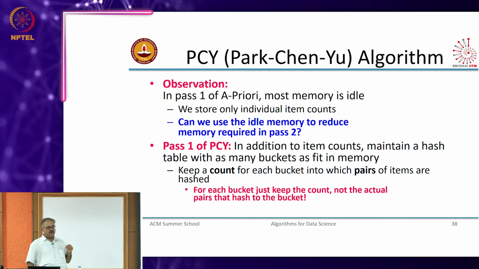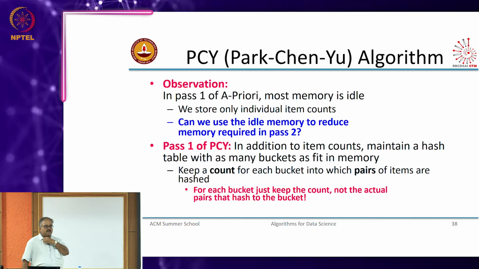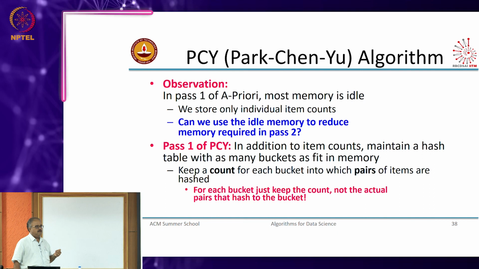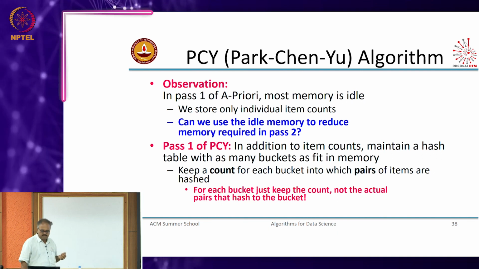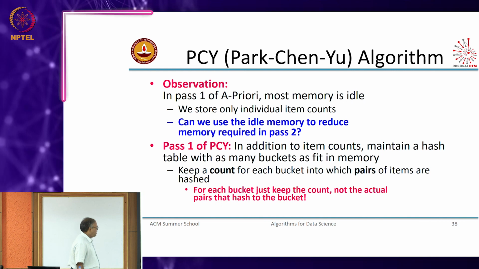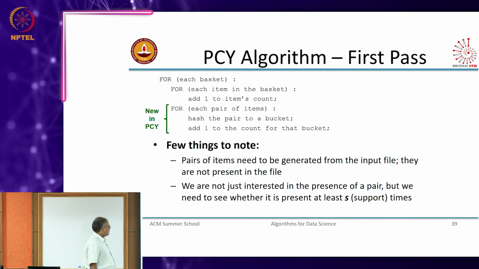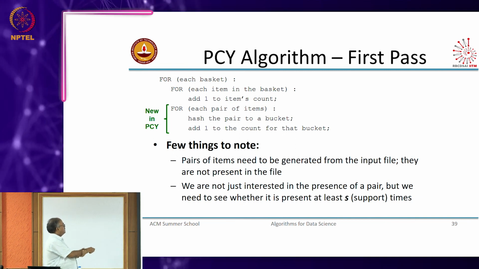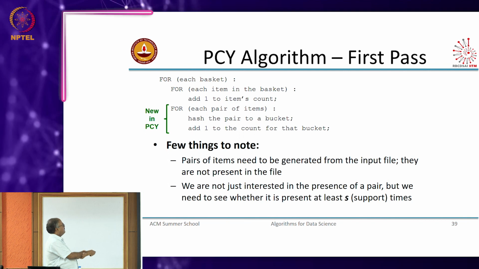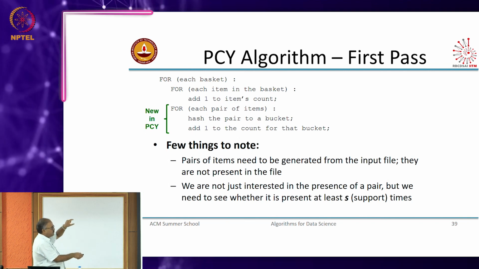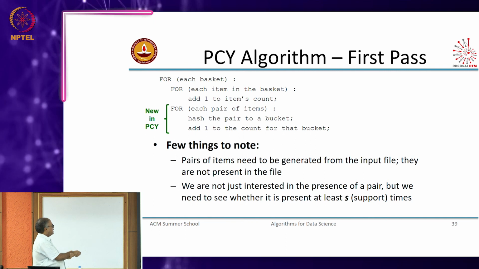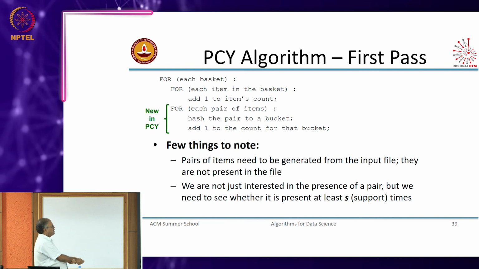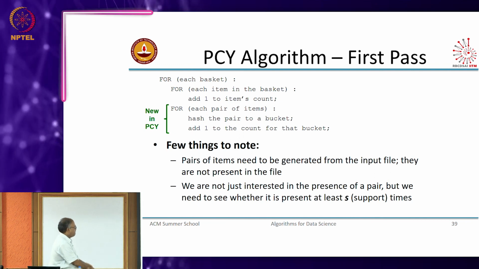So, just keep a count of the number of times a pair of elements hashed into a bucket, right. You do not really need the actual elements that hash there, you just need the count for that bucket. So, this is basically what we are doing here. This is pass 1. For each item in the basket you add 1 to the item's count. That is what we keep track of in the top part of the memory, and for each pair of items, hash the pair to a bucket, and add 1 to the count for that bucket.